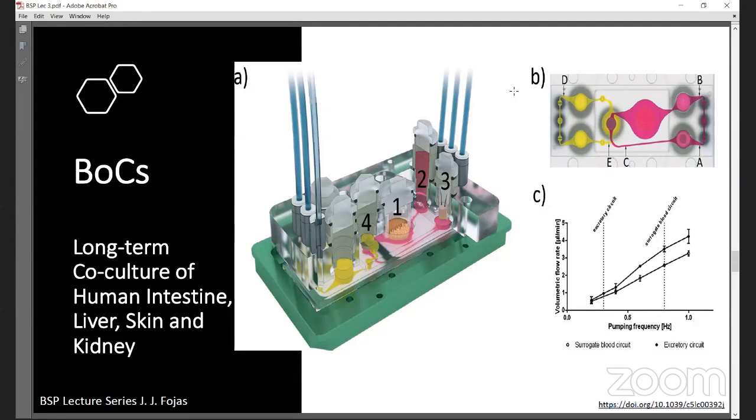I don't know if you could see it clearly, not in A, but probably in B. So there is a 3D view of the device here. If you look at it closely, the 3D view of the device is comprised of polycarbonate cover plates. And then you have the PDMS glass chip accommodating a surrogate blood flow circuit. So that's your pink. And then an excretory flow circuit, that's your yellow.